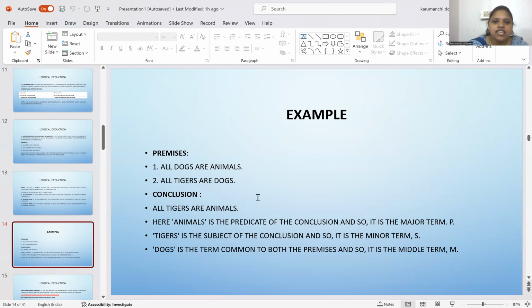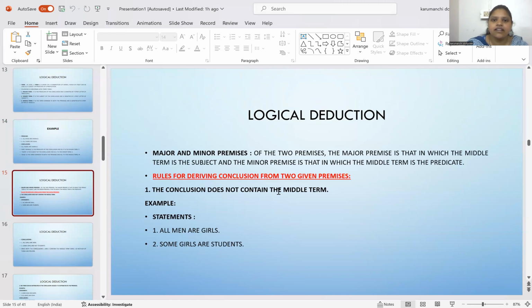Dog is a term common in both the premises, so it is the middle term, denoted with the letter M. Now, major and minor premises. Of these two premises, the major premise is the one in which the middle term is the subject, and the minor premise is the one in which the middle term is the predicate.